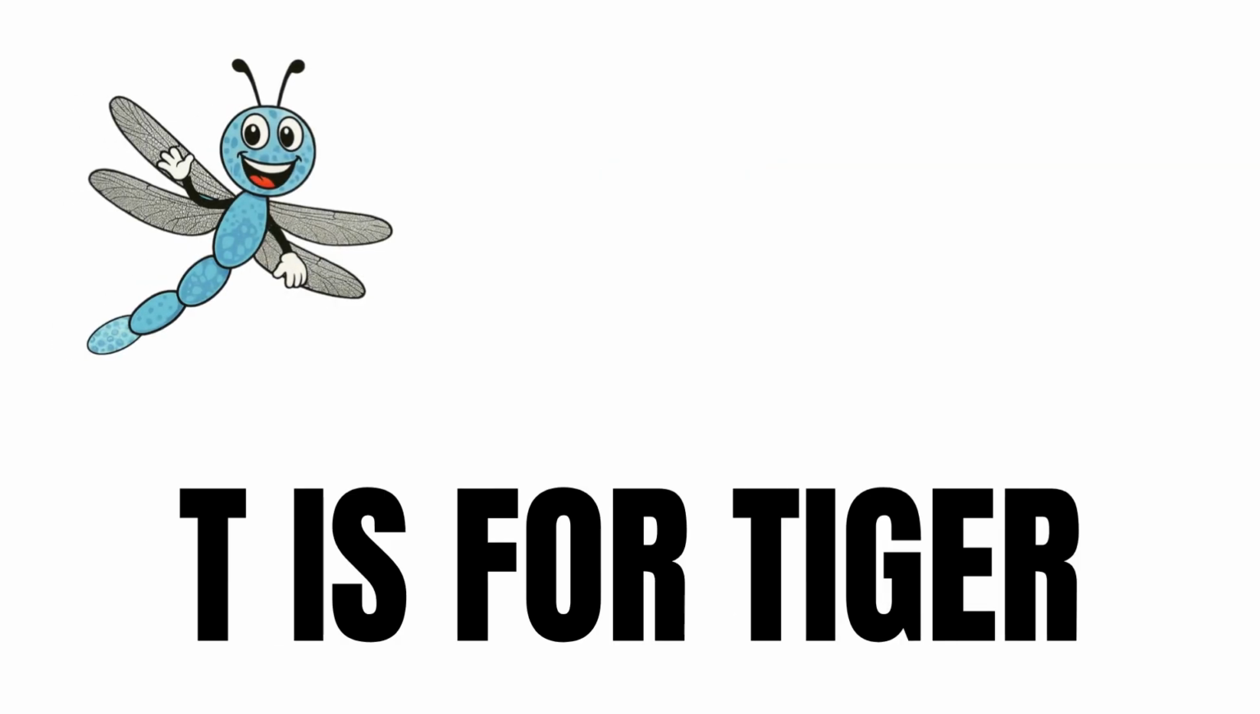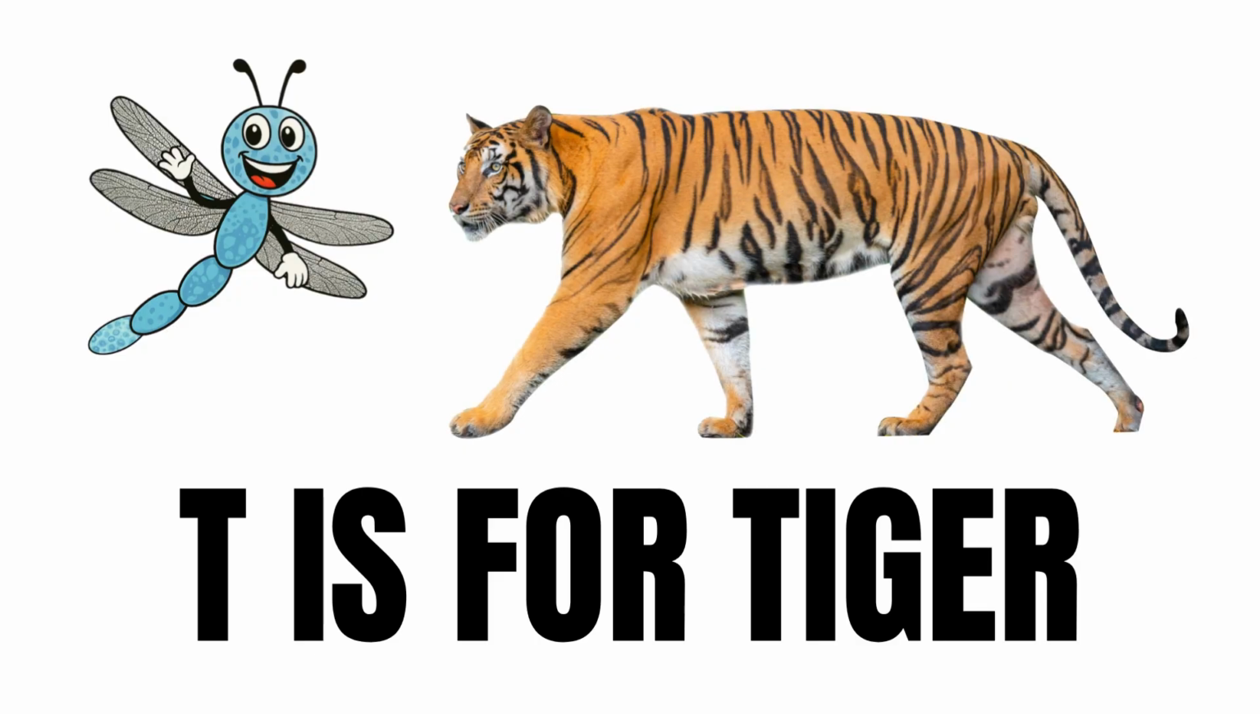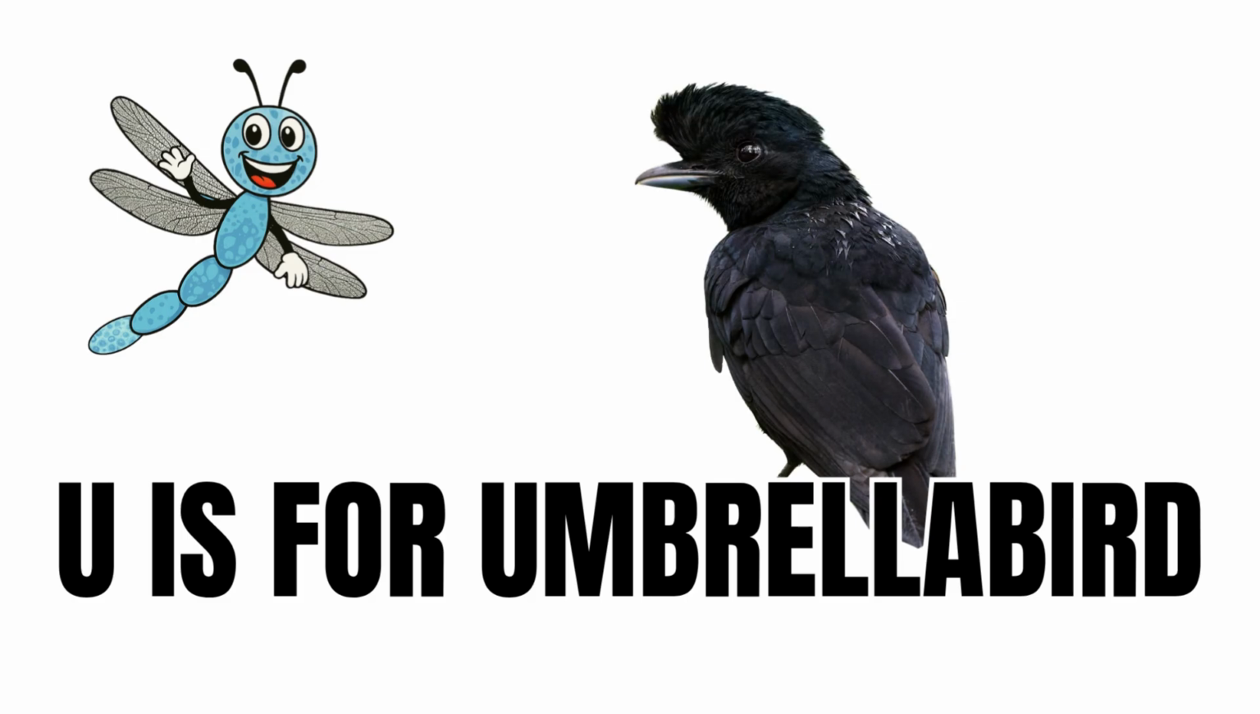T is for tiger. Where is tiger? Where is tiger? Give him a prowlity prowl grr grr. There he is, there he is. U is for umbrella bird. Where is umbrella bird? Where is umbrella bird? Give her a flappity flap whoosh whoosh. There he is, there he is.